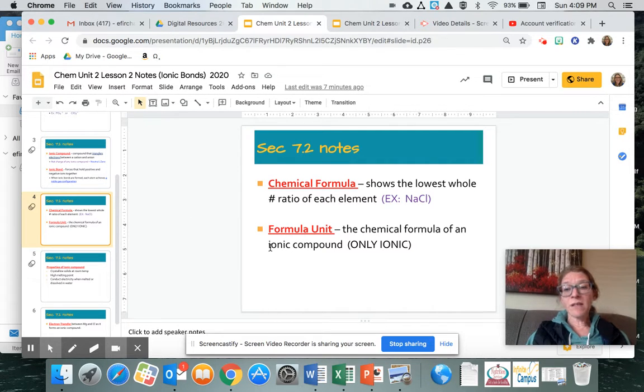Formula unit is another term for ionic compounds only. So you've heard the term molecule before. Molecule represents covalent. You'll add that later in the covalent section of your notes. But formula unit just describes ionic compounds. So if you see formula unit, that is just the description for ionic compounds.